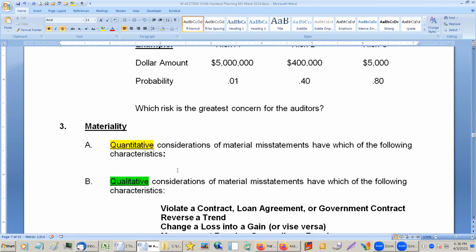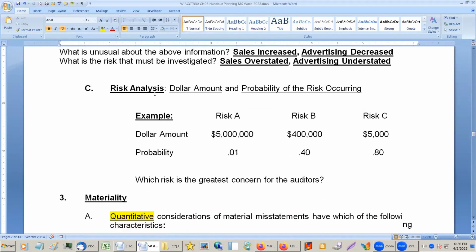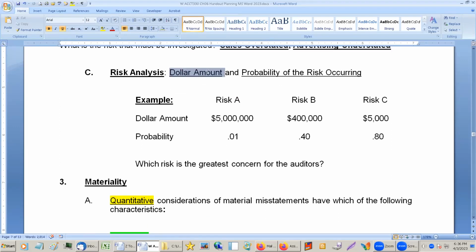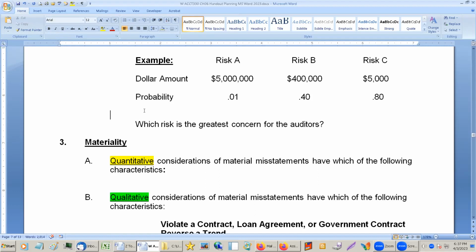Another thing is risk analysis. Whenever you talk about risks, you're talking about the dollar amounts and the probability. So you multiply them out. All right, just underline the whole thing.